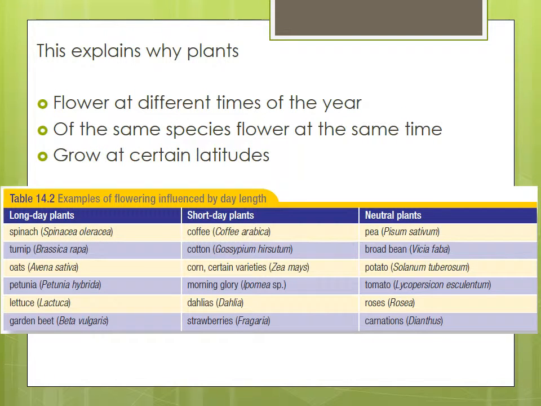Down the bottom here we have some examples of long day, short day, and then neutral plants. And what this just means is you might have noticed, if you've been to the gardens or anything like that, that you don't always have all of your flowers at once and then that's it, you don't have any anymore. Flowers are blooming at different times depending on the seasons, and different seasons give us different amounts of daylight and darkness. So different plants will grow at different times and flower at different times depending on the length of the day.